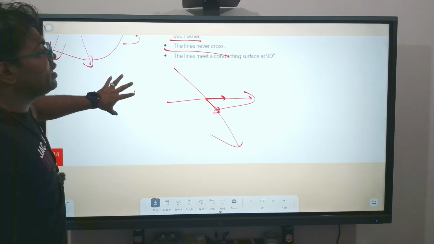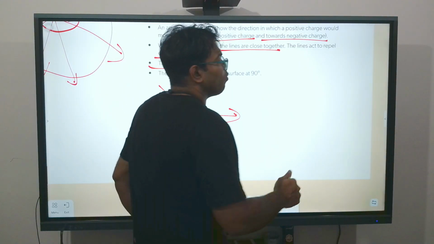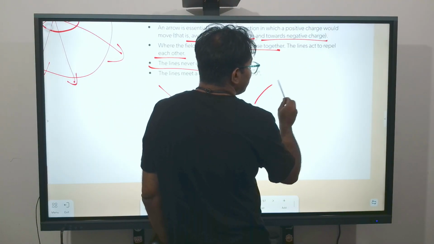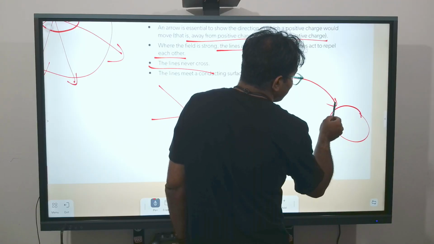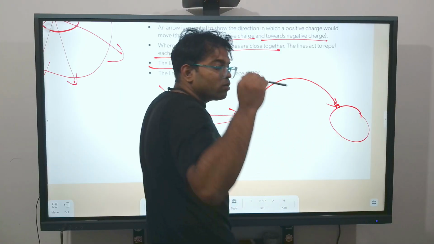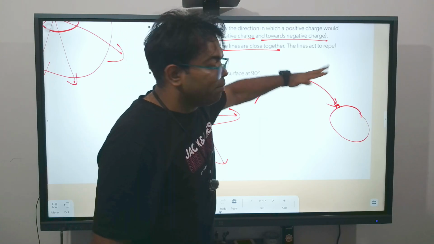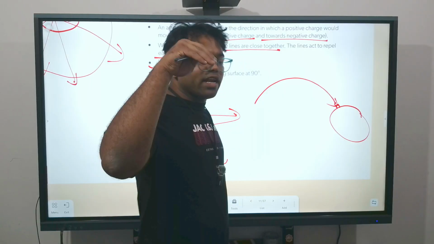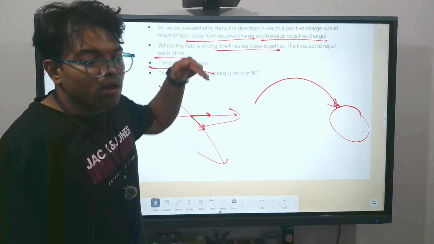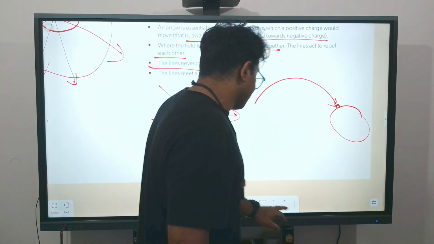The lines meet a conductor surface at 90 degrees. What does that mean? Even if a field line is going like this, if there is a surface here, it will always touch the surface at 90 degrees. However the angle may be, it will always go into the conductor at a 90-degree angle. Understood? So the field lines are perpendicular to the surface of the conductor.